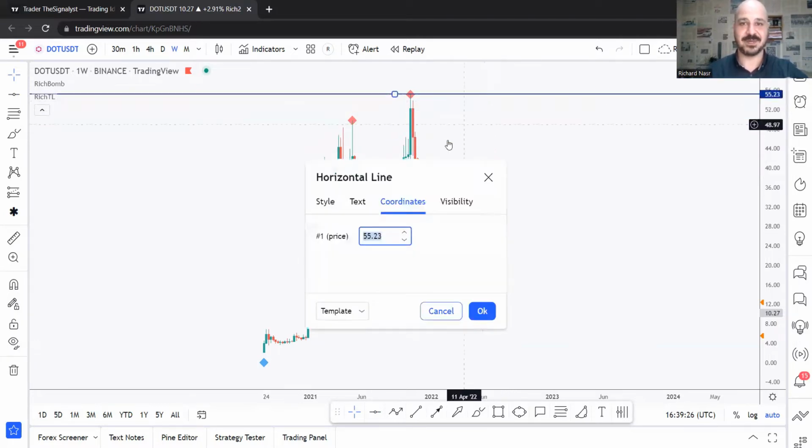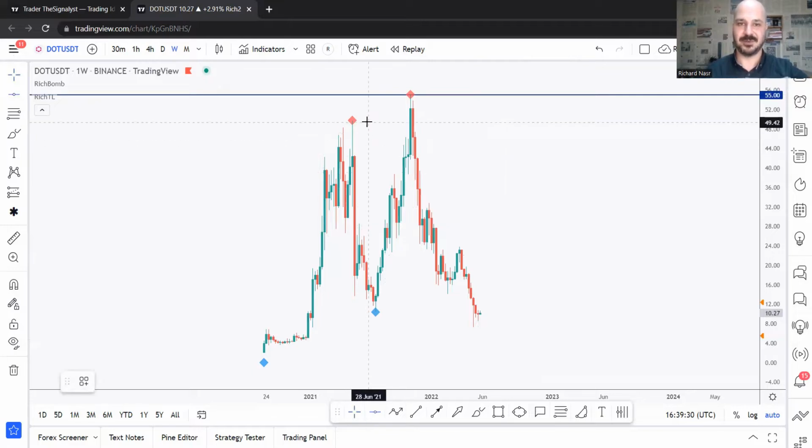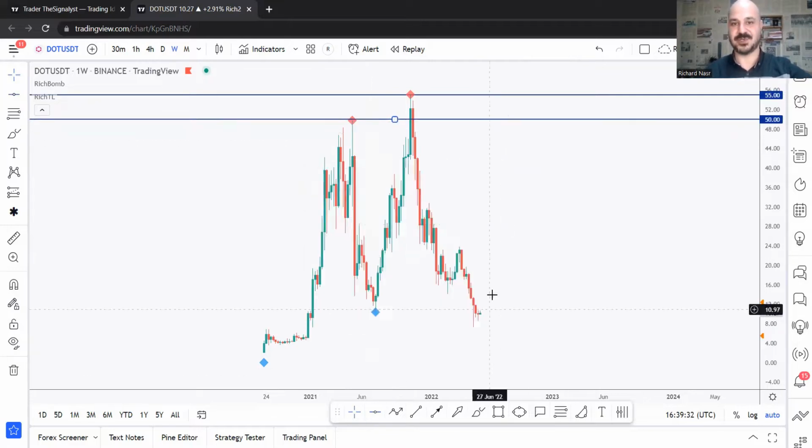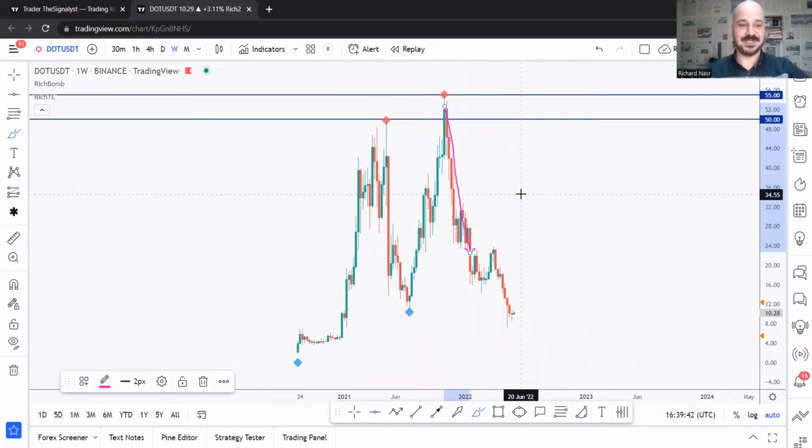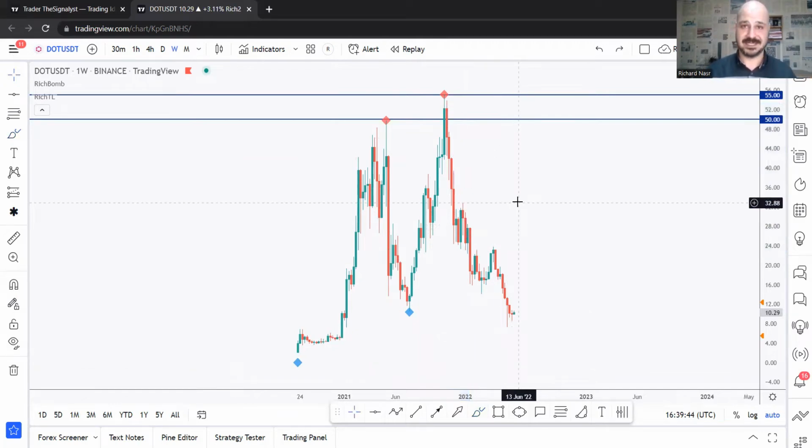Of course, I'll keep this one as it's the all-time high, around 55. And of course, I'll also add the 50, which is also a very strong round number. So this is indeed a strong area, a rejection area, all-time high, round number 50, and also a supply zone, as I showed you previously. But it's not a support and resistance.